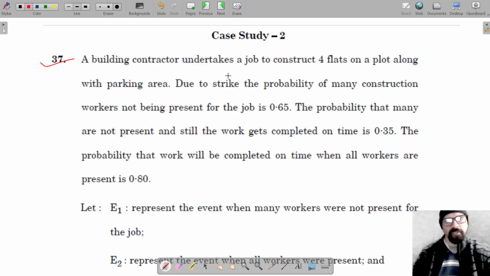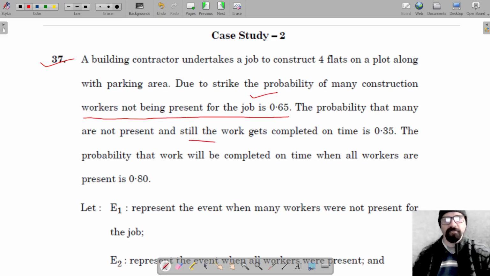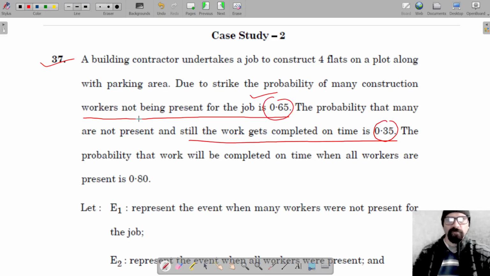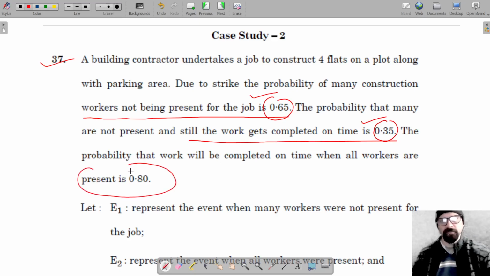It says that a building contractor undertakes a job to construct 4 flats on a plot along with a parking area, and due to a strike, the probability of many construction workers not being present for the job is 0.65. And the probability that many are not present and still the work gets completed on time is 0.35. Now the probability that work will be completed on time when all the workers are present is 0.80.